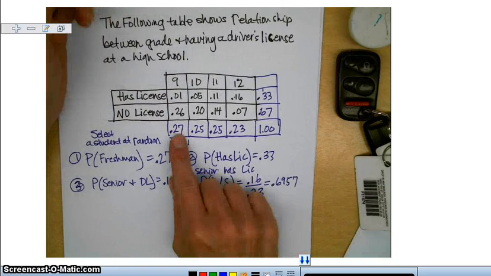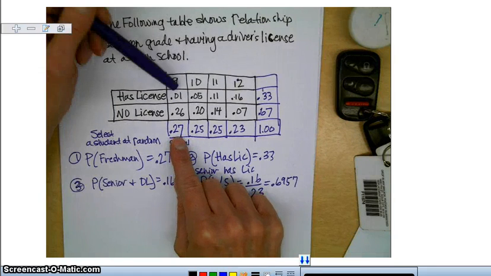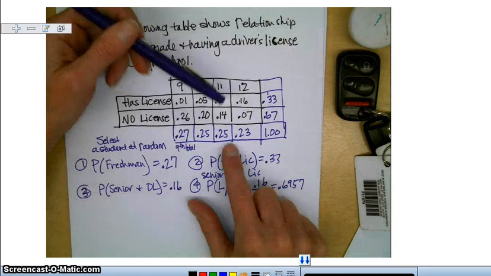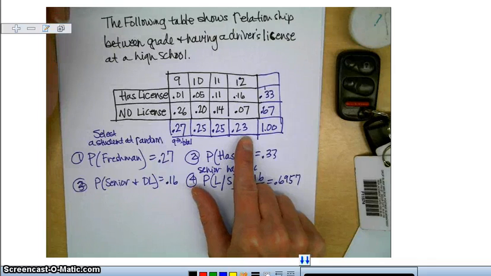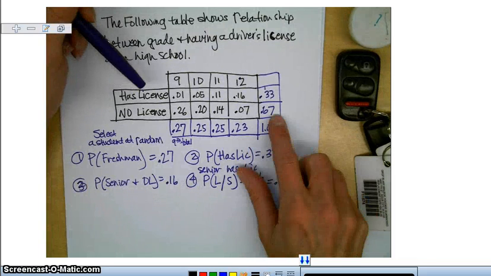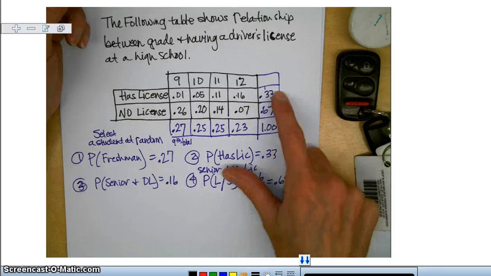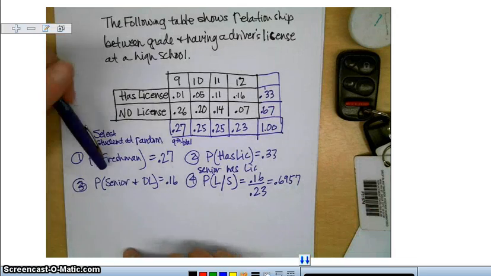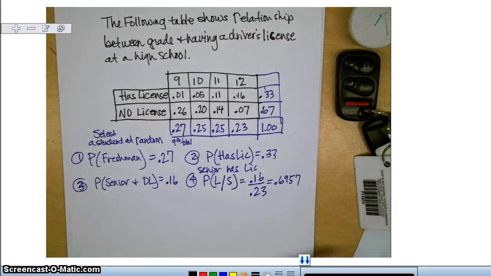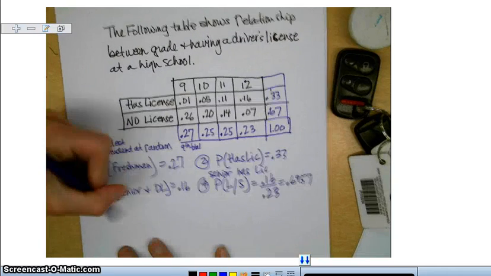So in other words, 27% of the students in this school are freshmen, 23% are seniors, and 67% have no license, and 33% do have a license. So we found a few probabilities so far, so now we're going to work on finding a couple more probabilities.